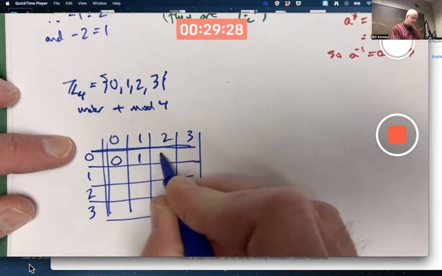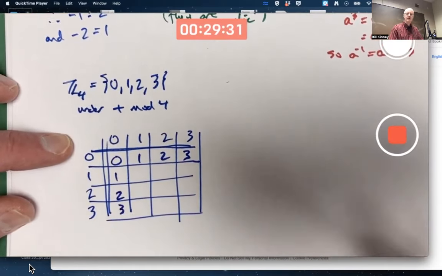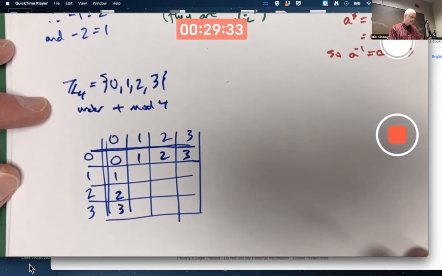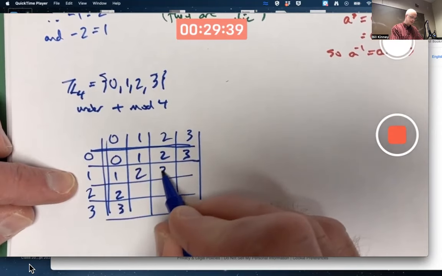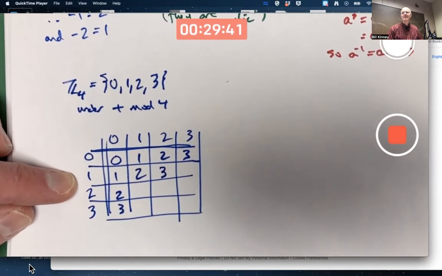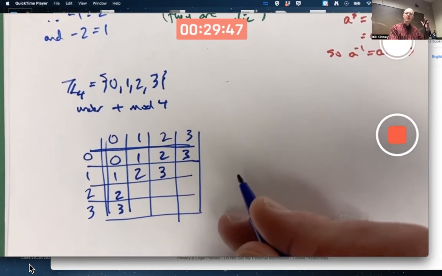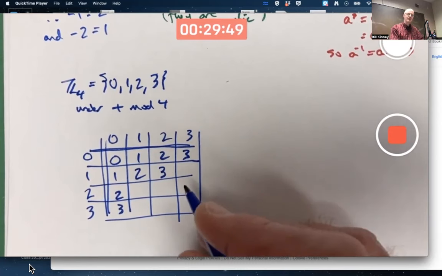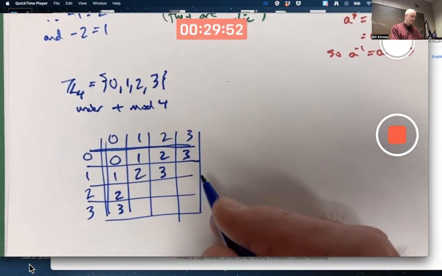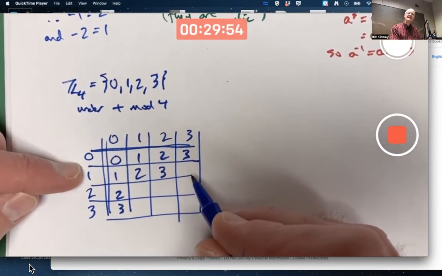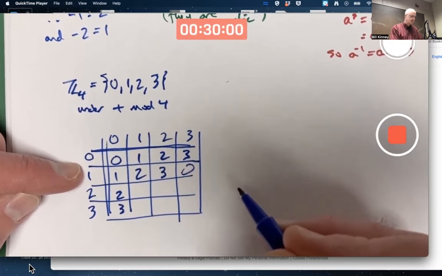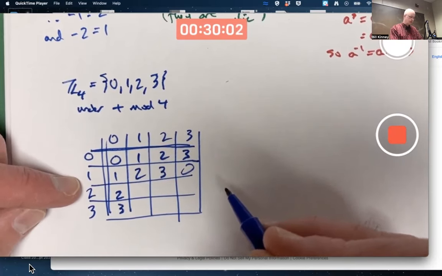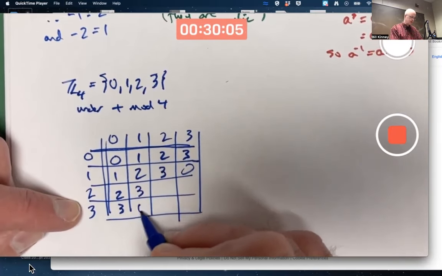0 is still the identity. 1 plus 1 is 2. 1 plus 2 is indeed 3. 3 mod 4 is still 3. 1 plus 3 is 4, but 4 mod 4 is 0. This group does satisfy the commutative property. 2 plus 1 is 3. 3 plus 1 is 0.